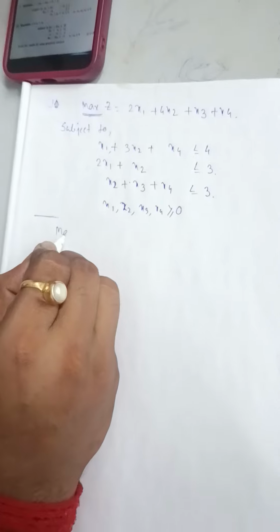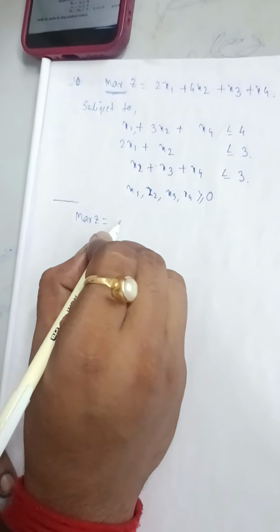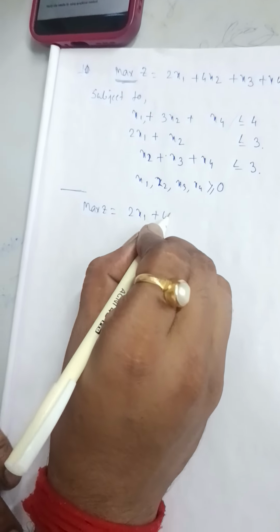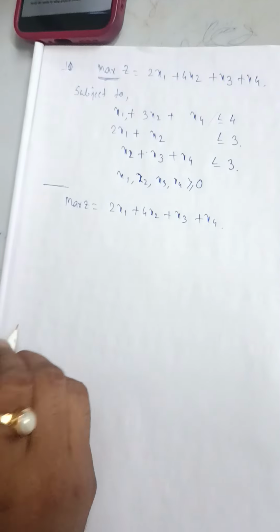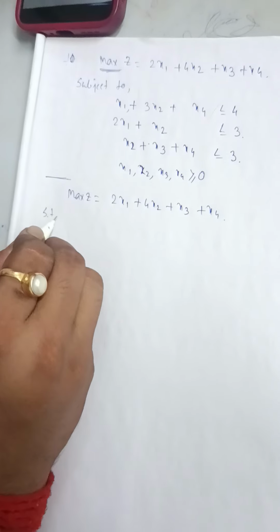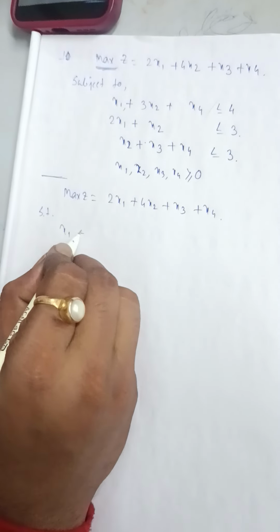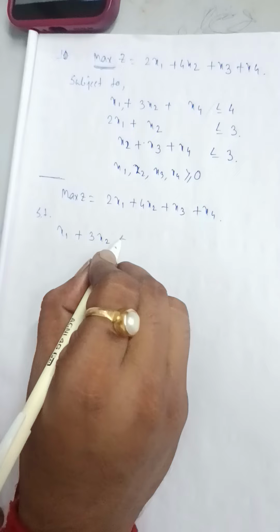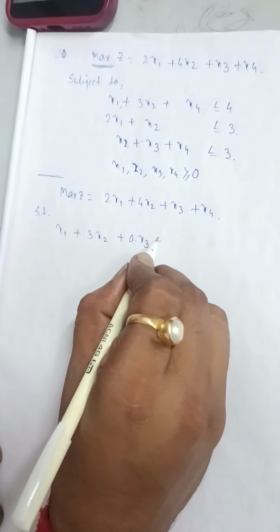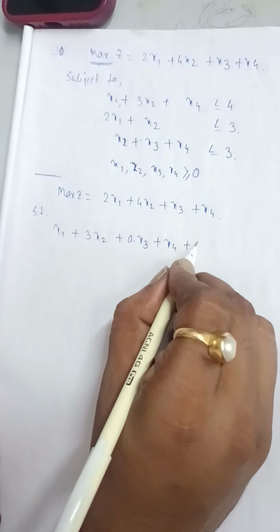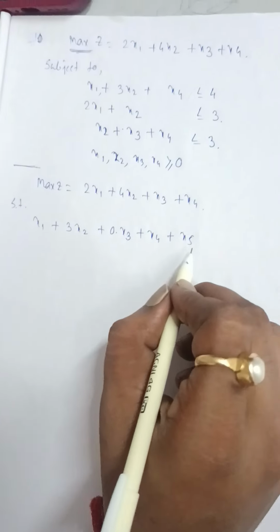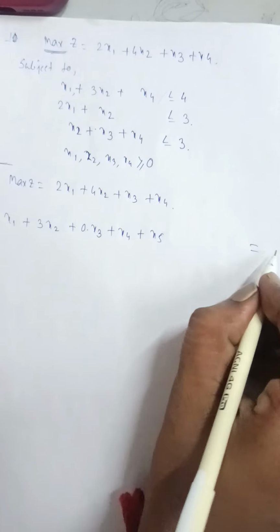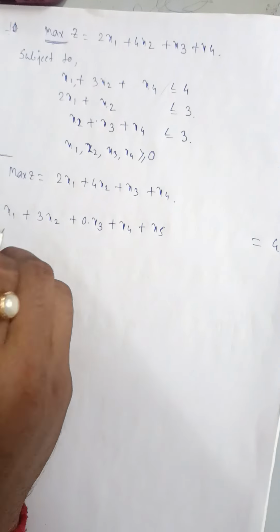So I have my maximization of z written as 2x1 plus 4x2 plus x3 plus x4, and subject to the conditions x1 plus 3x2 plus 0 into x3 plus x4 plus a variable x5, which is called a slack variable, equals 4. So this is the one thing.